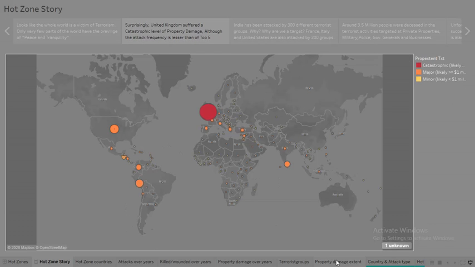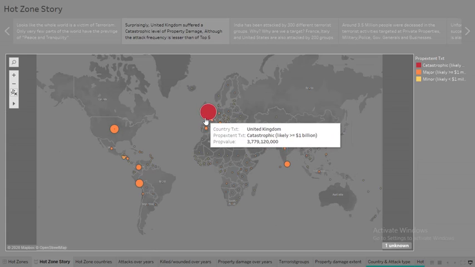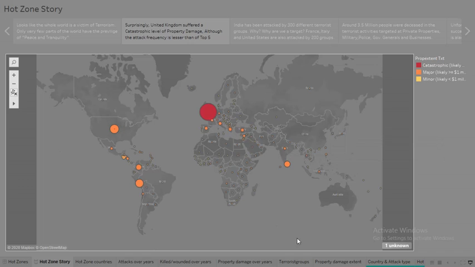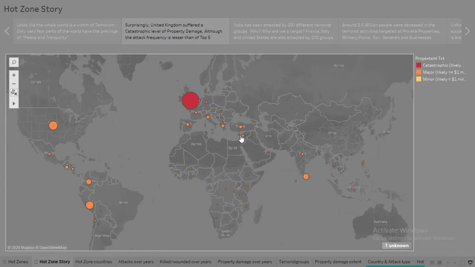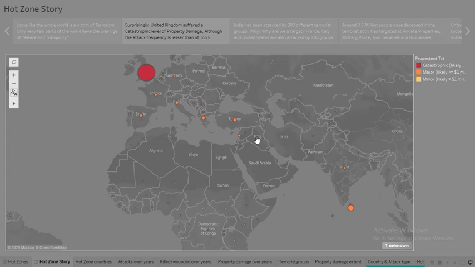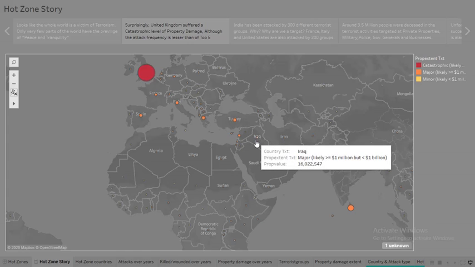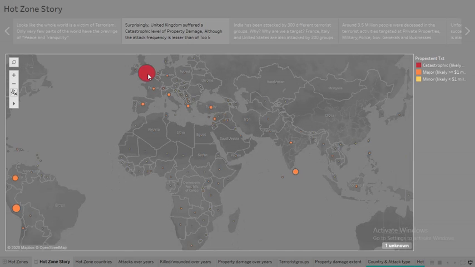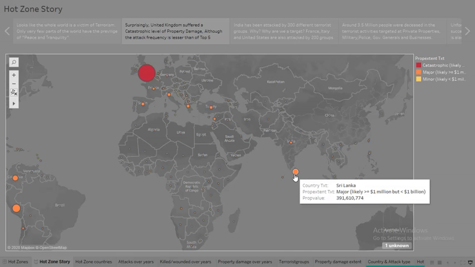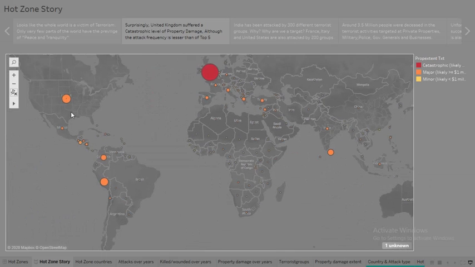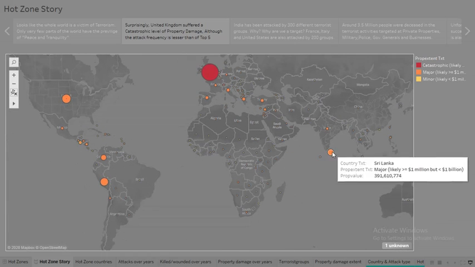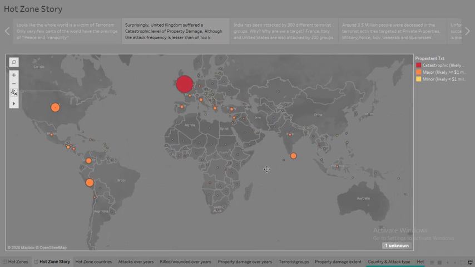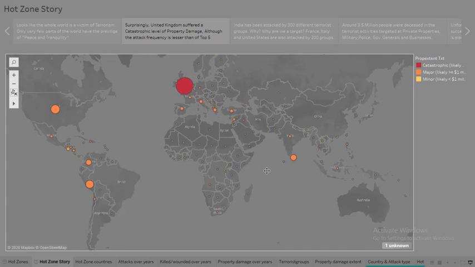So this dashboard explains the property damage. So we have seen Iraq has been the most affected country, but the property damage there is major. The catastrophic property damage has happened only in the United States and in Sri Lanka too. The US and Peru have also had not catastrophic, but major loss of property.